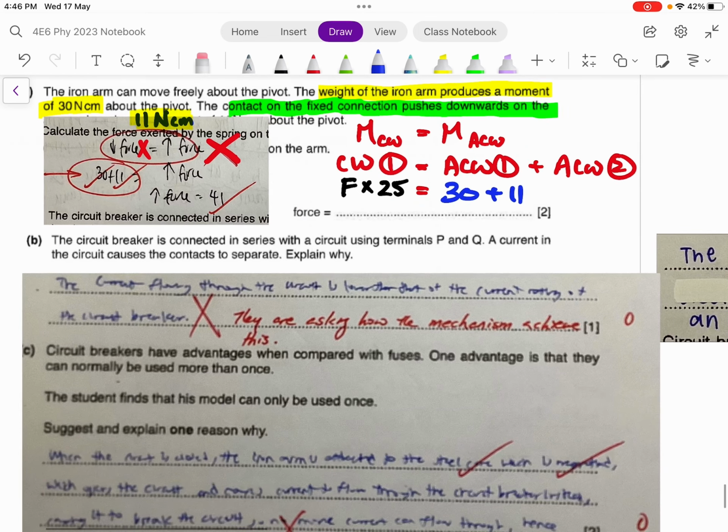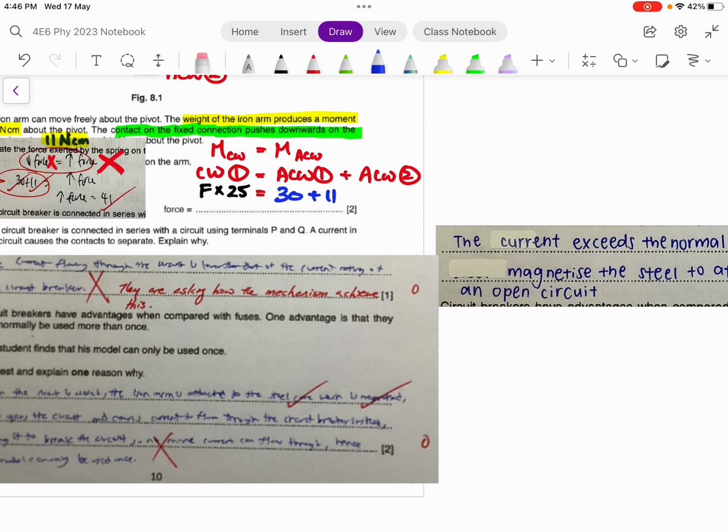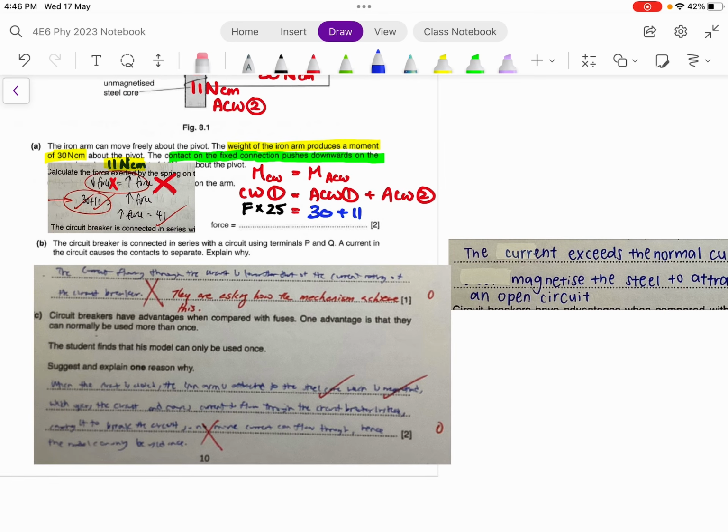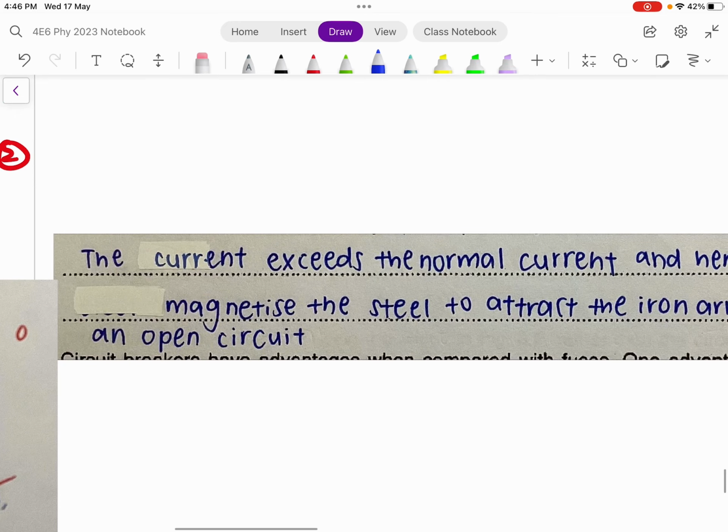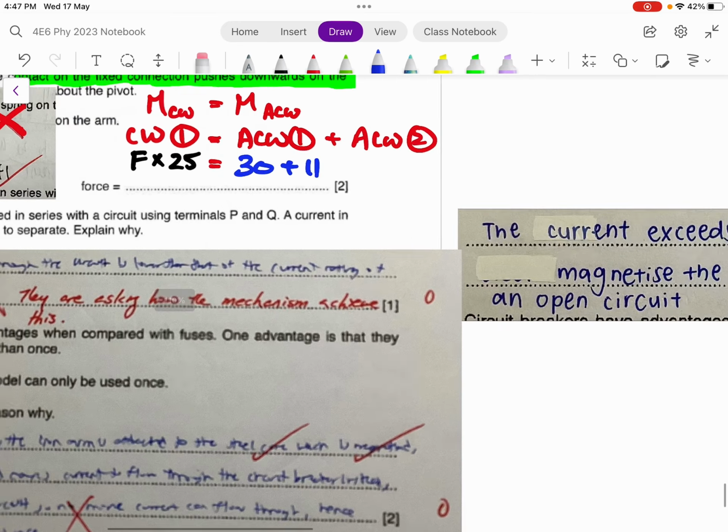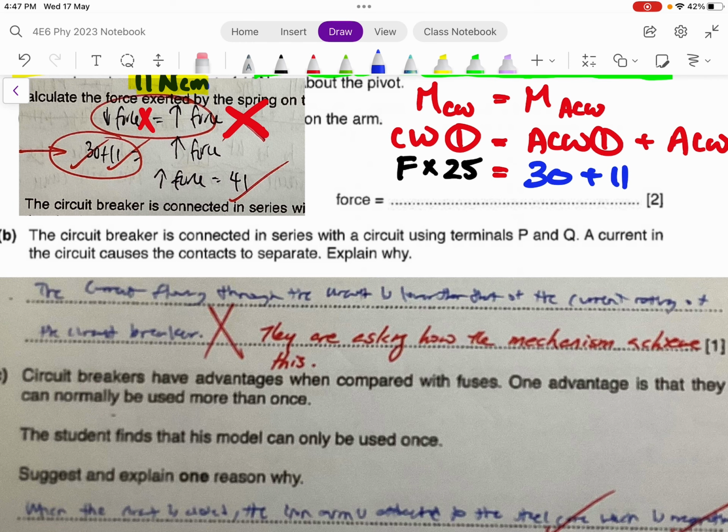Then for part B, I'm actually quite surprised. If you are a marker, and you look at these two answers, which one will you bother to read? Obviously, I will spend more time to read here, right? Rather than like that. So actually your handwriting really matters.